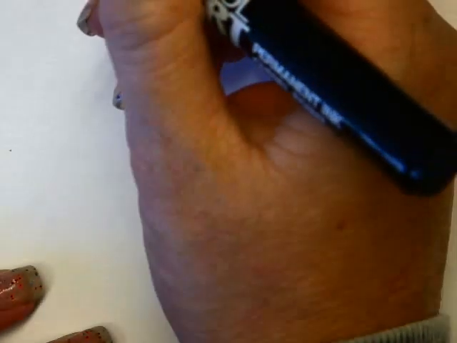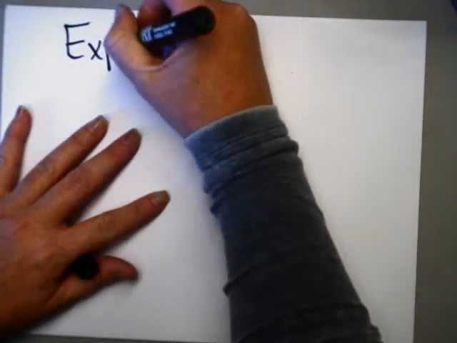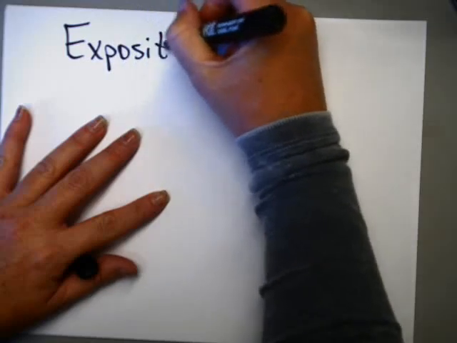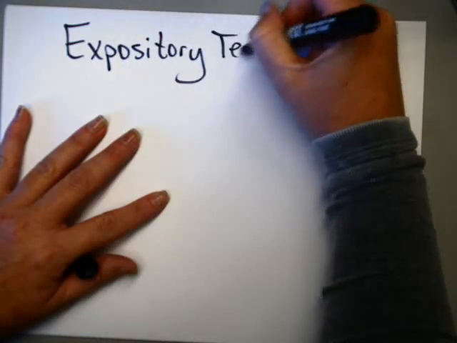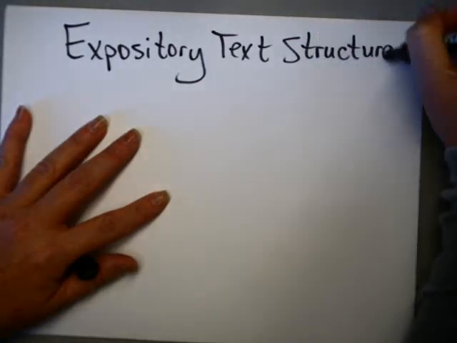Hey everybody, we're going to talk about expository text structure today. So at the very top of a new page in your composition book, and I would actually suggest turning your page sideways so that it is more hot dog style as opposed to hamburger style, something like that. At the very top, write expository text structure. So that is our topic of concern for today.